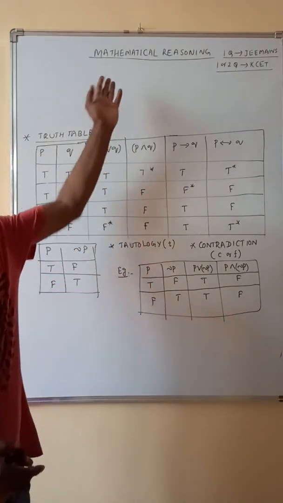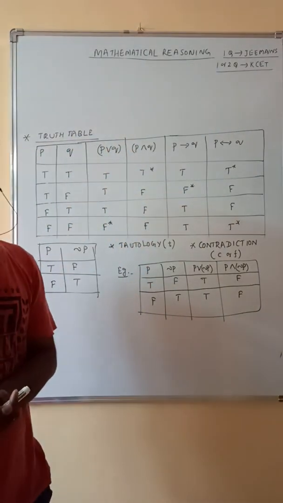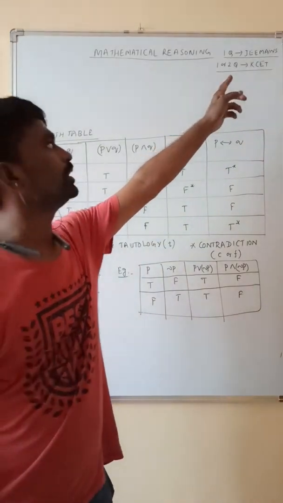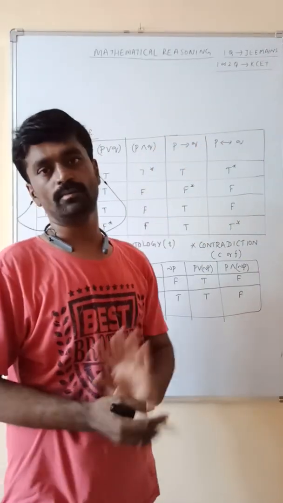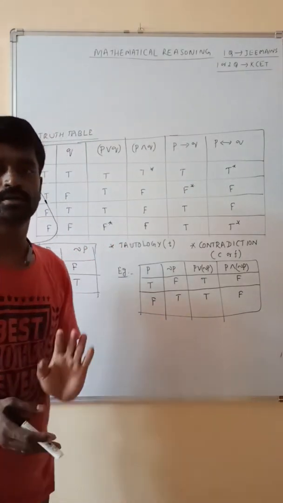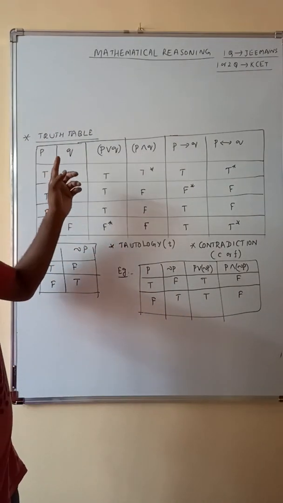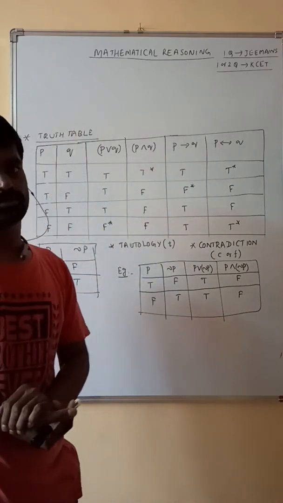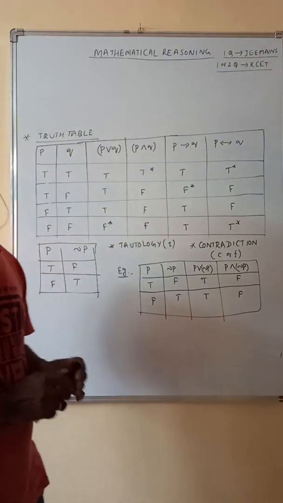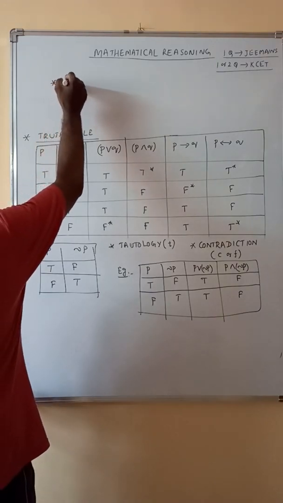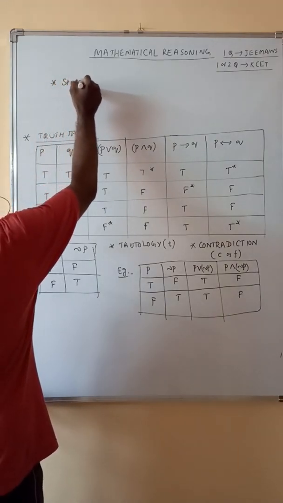Today I am going to discuss mathematical reasoning. It is from this topic that we will get one question in JEE Mains, and it is the easiest topic. Now I am going to discuss some key points in this. The first key point is the mathematical statement.